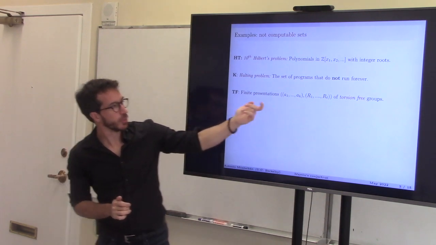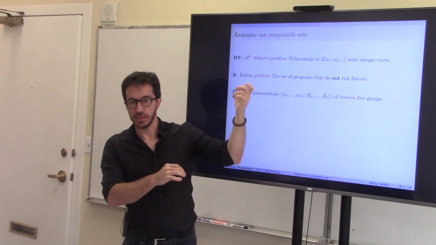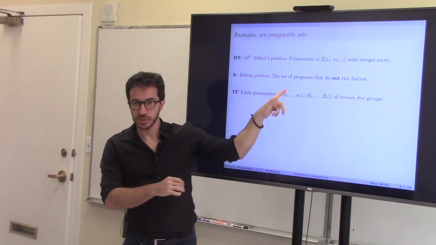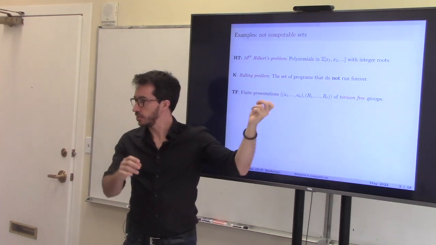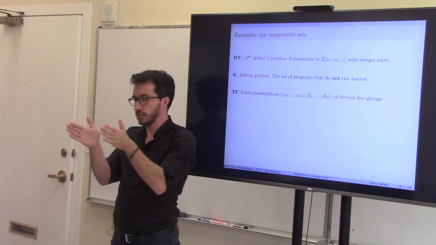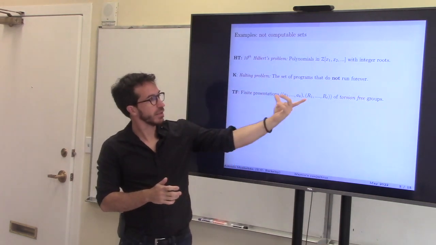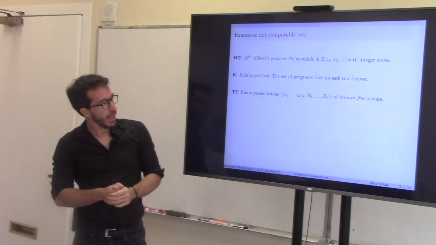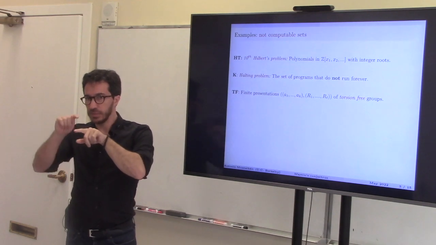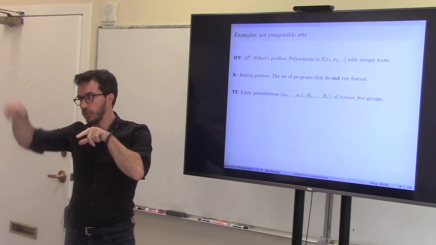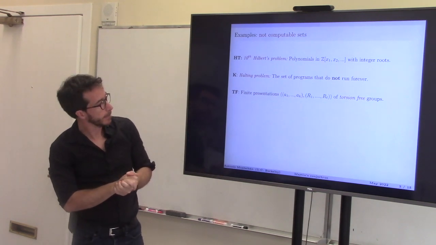These are group presentations. In algebra, you can represent a free group with finitely many generators, and then you can put some relations on them. The relations are essentially just strings of generators, so these groups can be represented very simply. But picking the ones that are torsion free, meaning that for every element, if you multiply it by itself, you never go back to the identity, that's non-computable.